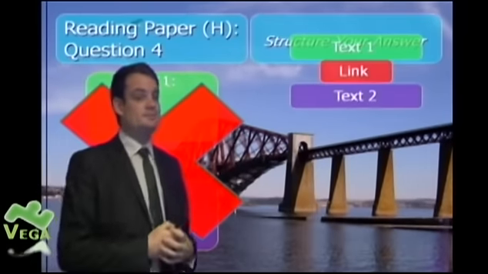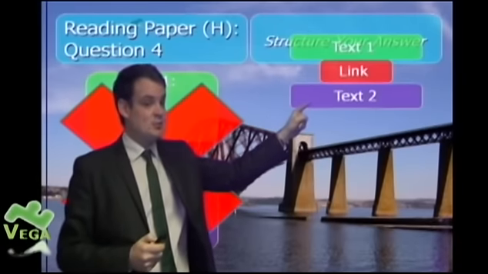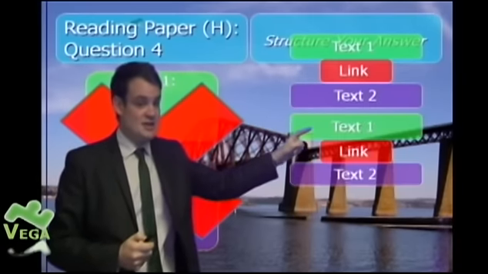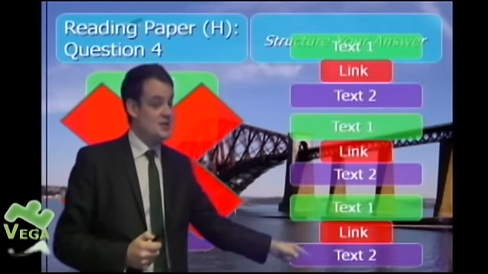Start with text 1, 1 point, little linking connective, then write about the same point in text 2. Then text 1, linking connective, text 2. Then text 1, linking connective, text 2. You see where we're going?